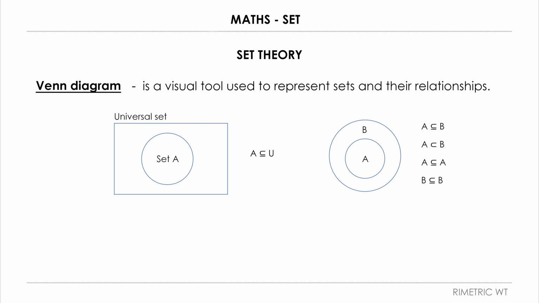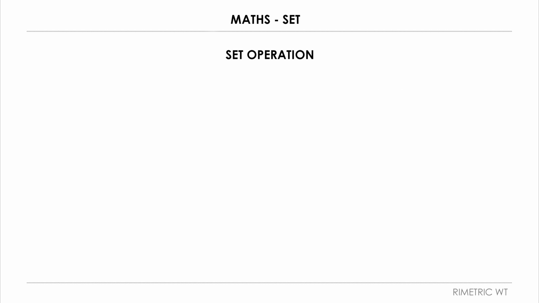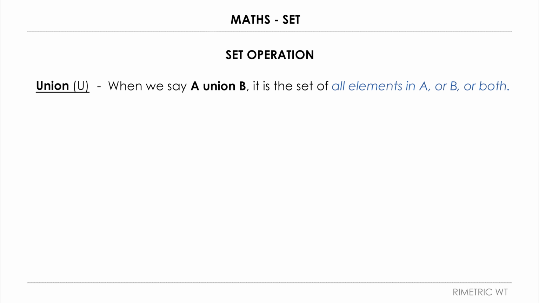Now that we see basic concepts of set theory, let's walk through our 5 core set operations together. The first one is union, denoted as shown. When we say A union B, it is the set of all elements in A or B or both. Symbolically, we say it is a set of all x such that x is an element of A or x is an element of B. In a Venn diagram, we shade everything inside both circles.